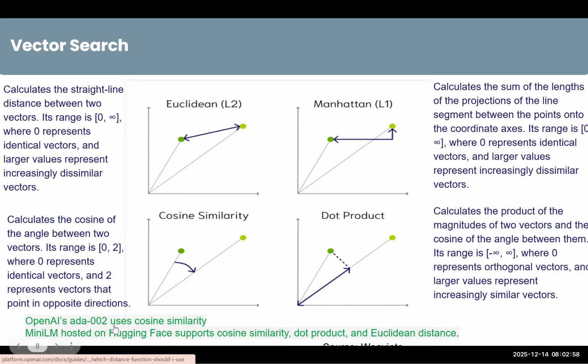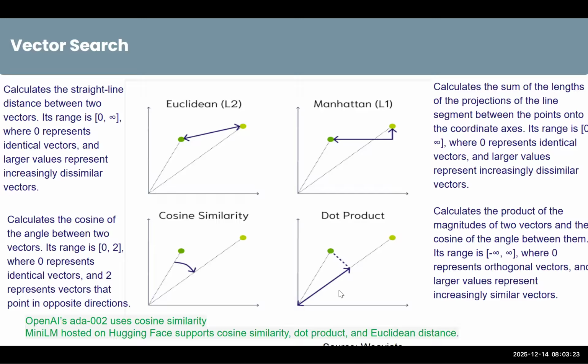OpenAI's ADA002, the model that we gave, uses cosine similarity. MiniLM hosted on Hugging Face supports cosine similarity, dot product, and Euclidean distance. So all three of these, that model supports to search for the distances.